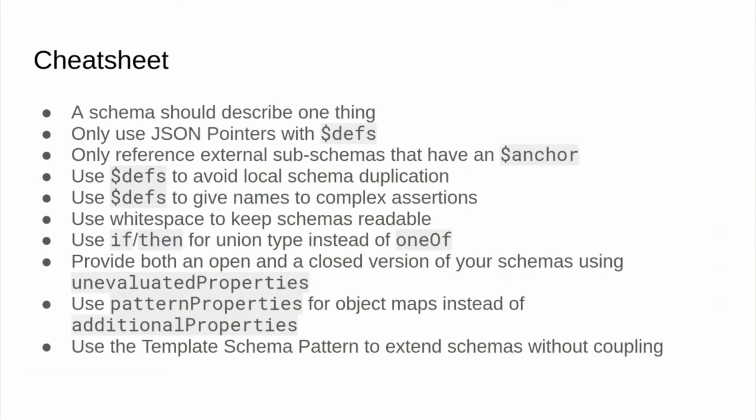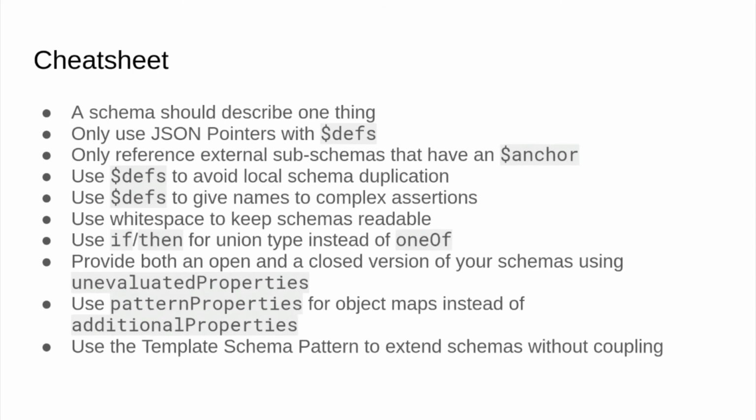To finish up, let's review all the things we covered that will help keep you sane when managing JSON schema at scale. The schema should describe one thing and one thing only. Use refs to reference related things. Only use JSON pointers with defs. If you need to reference a subschema, it should have an anchor. Use defs to avoid local schema duplication. Use defs to give names to complex assertions. Use whitespace to help keep schemas readable.